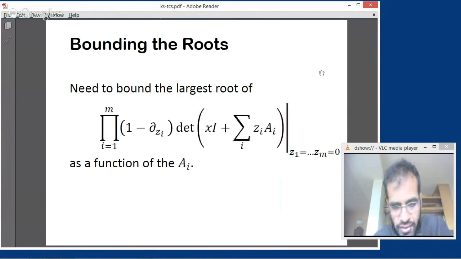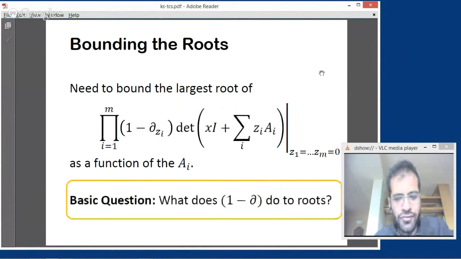So I know all of these roots lie on the real line. Now I need to know where on the real line. Okay. So the problem that I need to solve is, given a polynomial that looks like this, a determinant of x_i plus some z_i A_i, where A_i are positive semi-definite operators, where do its roots lie? I know they're on the real line, but where?